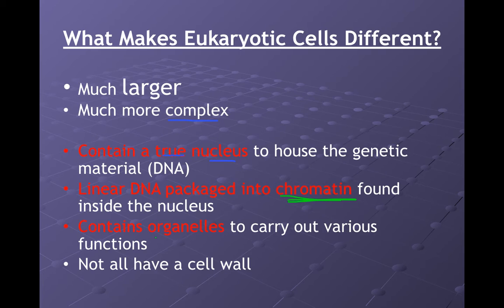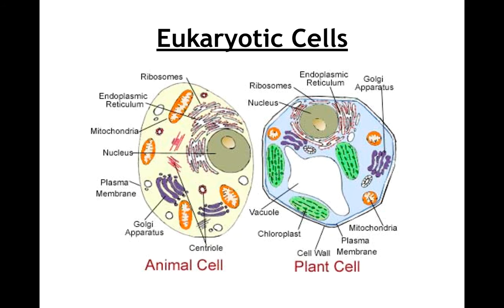It also contains these organelles, which carry out a whole lot of functions, as you know, for the cell. And not all have a cell wall. So some can have a cell wall, but not all of them have a cell wall. Here's your diagram of a eukaryotic cell. And again, we'll talk about a lot more of these organelles later.